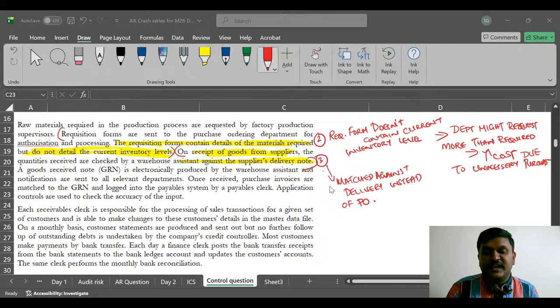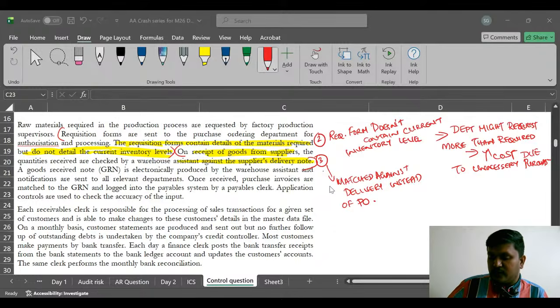So matched against the purchase order, and the warehouse assistant should check for the quantity and quality. Any quality degraded items, anything not meeting your quality, anything that you have not ordered should be returned to the supplier. So this would be the control recommendation you will be making relating to that.